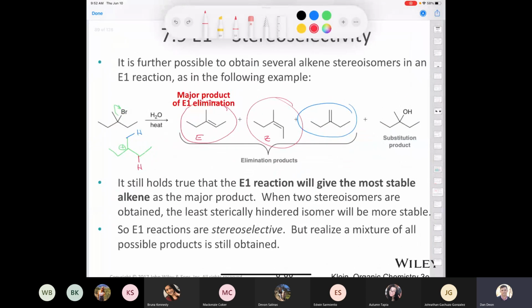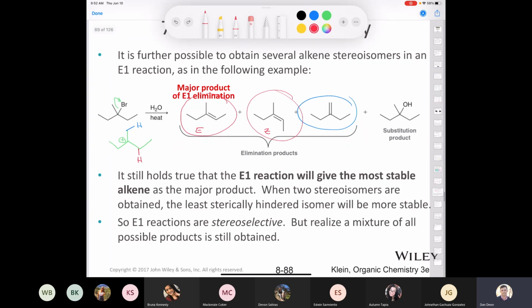Yeah, but the thing is that for the E1 product, you're just going to go with the least hindered product. So this one is the least hindered, and so it's going to be the major product. So, man oh man, if something can drive you nuts in organic chemistry, it's the fact that solvolysis of this alkyl halide can just give you so many different products. Okay.